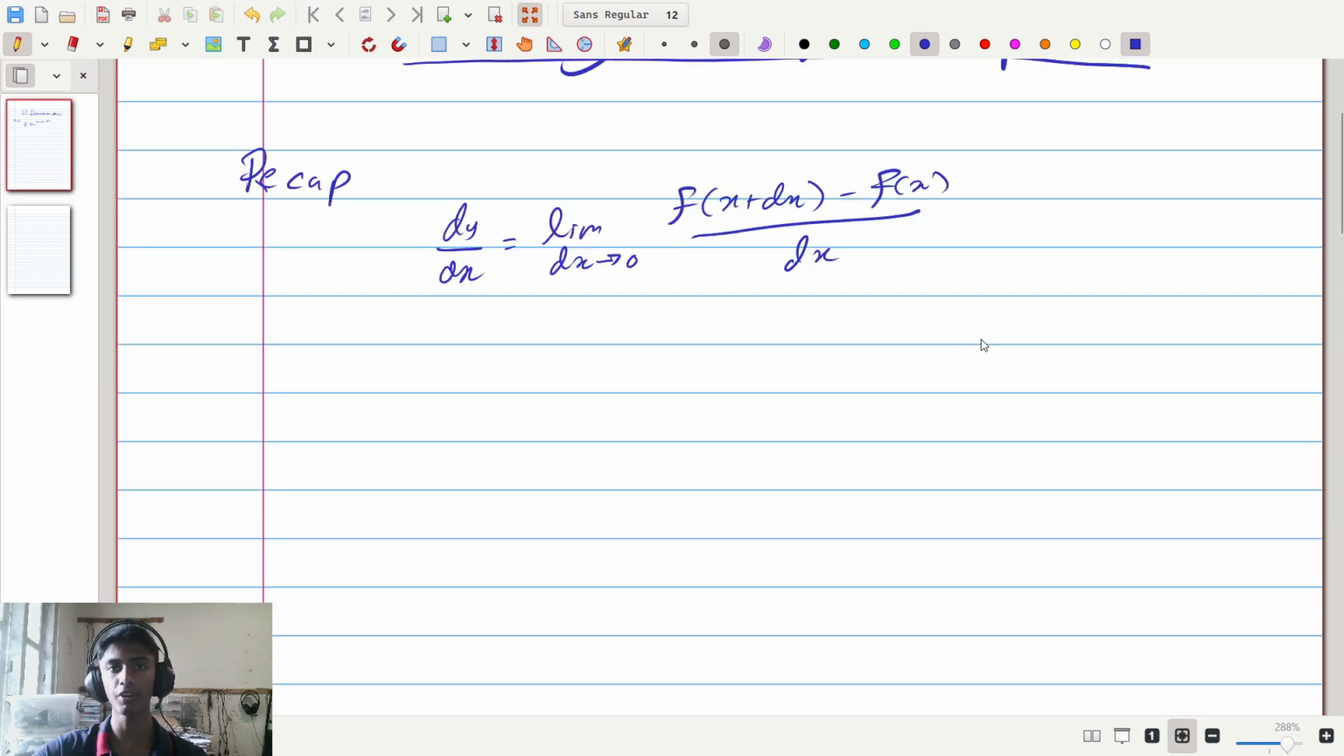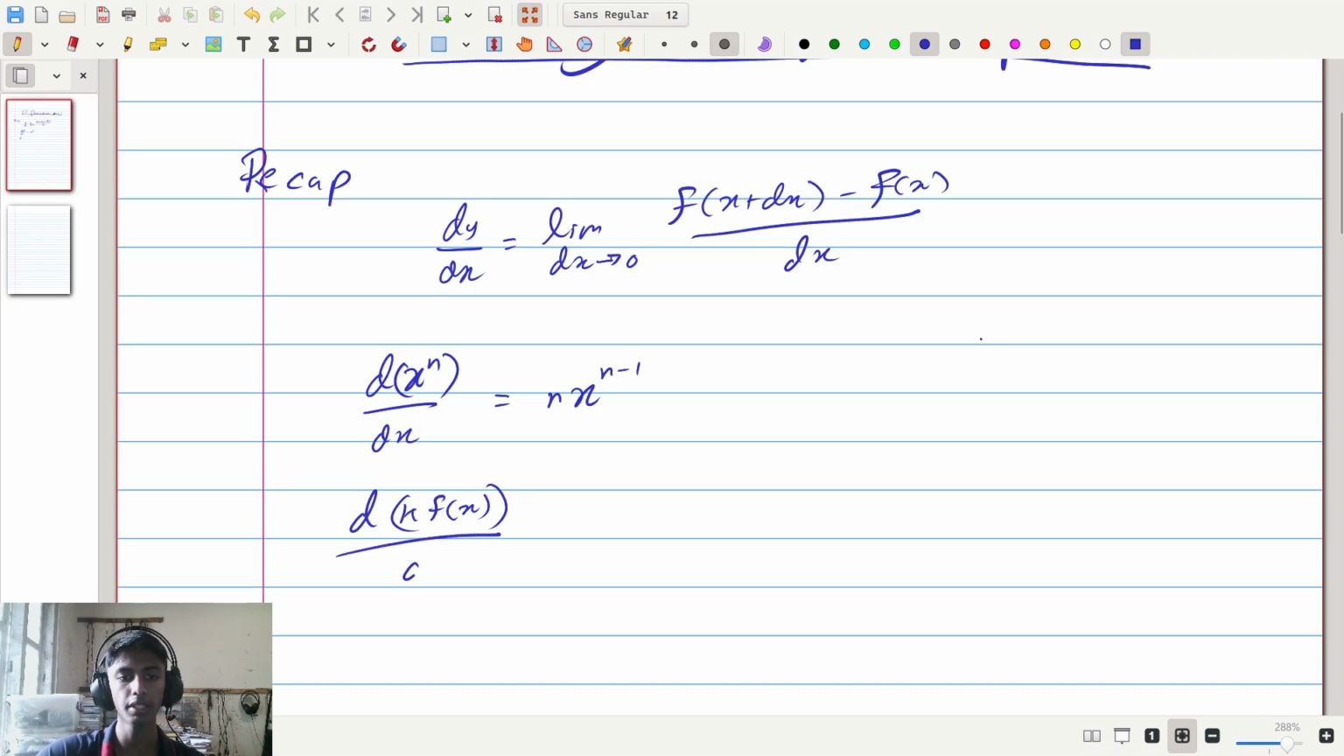Next we discussed some common rules of these derivatives and some common derivatives. So first we discussed the derivative of x to the power of n with respect to x. We found that this was equal to n times x to the power of n minus 1. Next we discussed that if you have the derivative of k times some function f of x, the derivative of this is going to be k times the derivative of the function by itself, d f of x by dx.